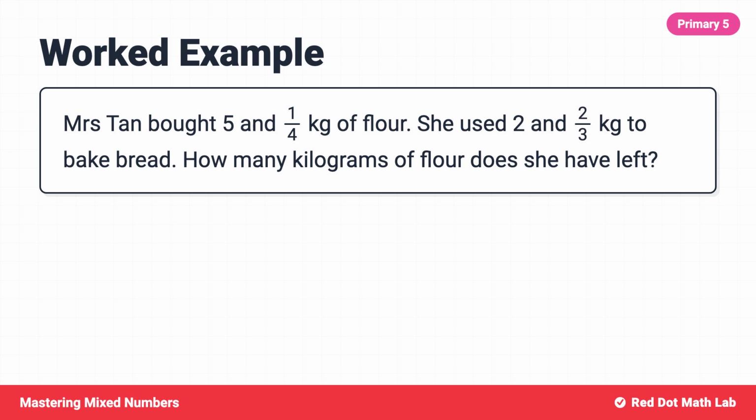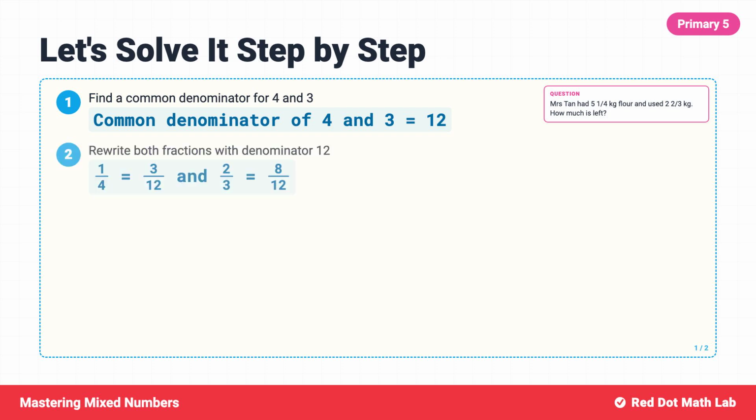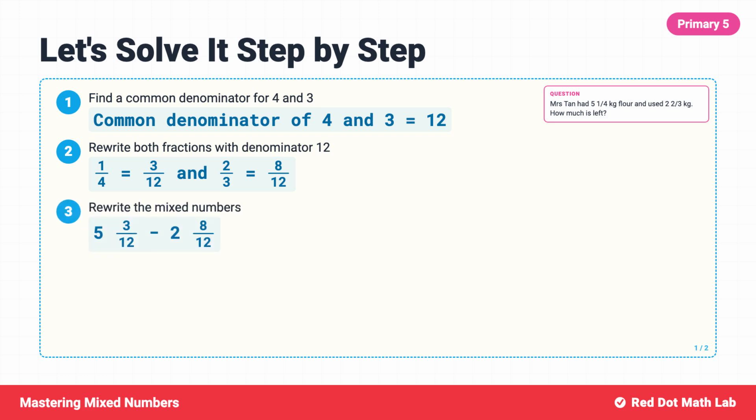Let's solve it together. First, we look at the denominators, 4 and 3. The smallest number that both 4 and 3 go into is 12. So our common denominator is 12. Next, we rewrite both fractions with denominator 12. 1/4 becomes 3/12 and 2/3 becomes 8/12. So our problem is now 5 3/12 minus 2 8/12.